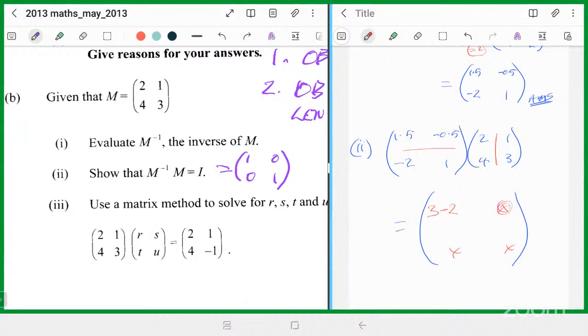For the value in the first row, second column, multiply the first row by the second column. First element times first element, second element times second element. There's 1.5 times 1, which is 1.5, and then negative 0.5 times 3, which is negative 1.5, which comes to 0.